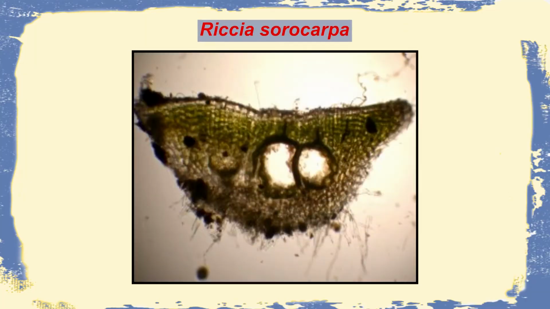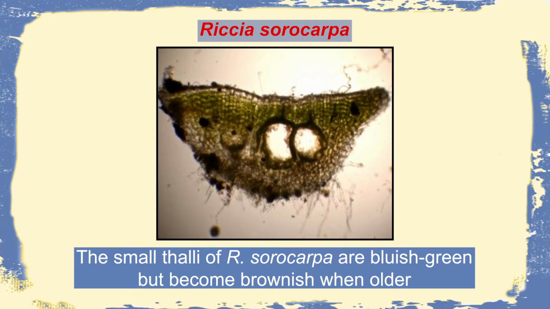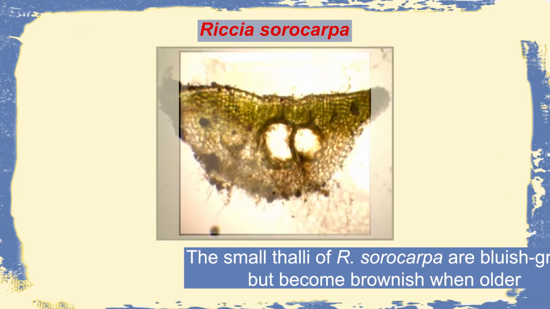One of the very common examples of Riccia is Riccia sorocarpa. As we know, Riccia sorocarpa forms very irregular rosette-like structures and they extend up to 2 cm in diameter. As here we can see, the thalli of Riccia sorocarpa are usually bluish green in color, but they become brown when they are older.